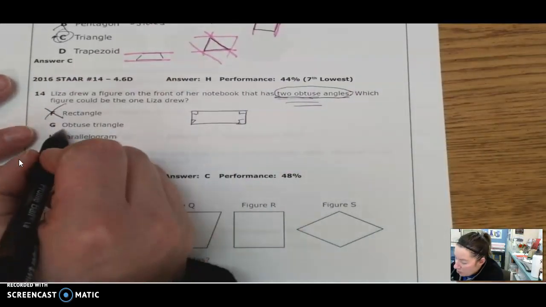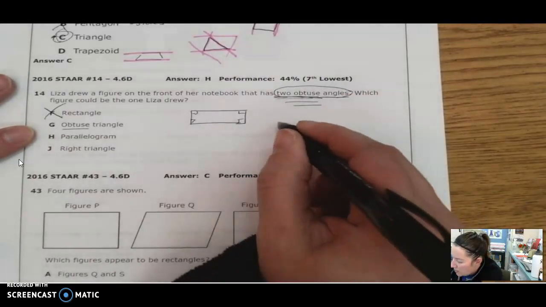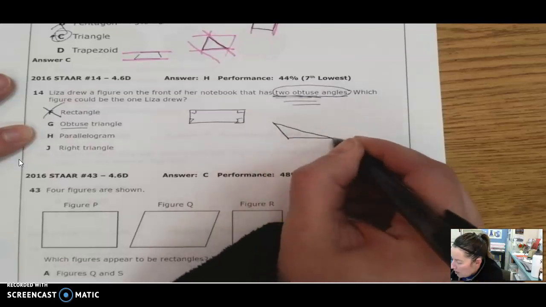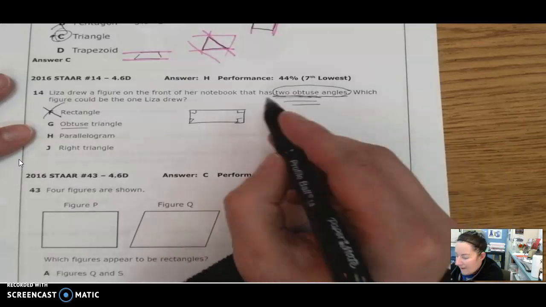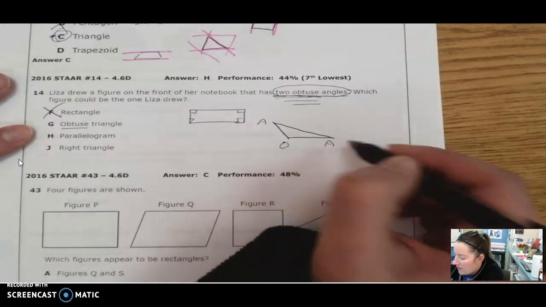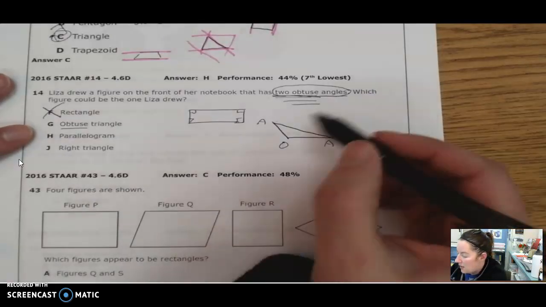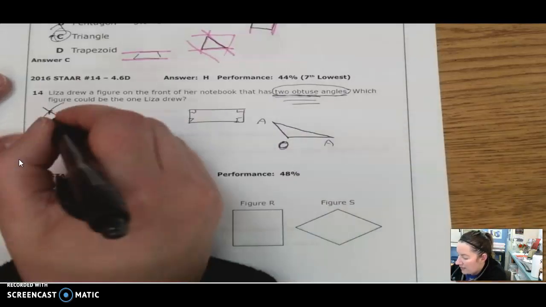Obtuse triangle. This looks promising. I'm looking for obtuse angles. So let's draw an obtuse triangle. Okay, well, yeah, this angle's obtuse, but what are these other ones? They're acute. Remember, every single triangle in the world will have 2 acute angles, and it's just the 3rd angle that's different. So obtuse triangle, that only has 1.